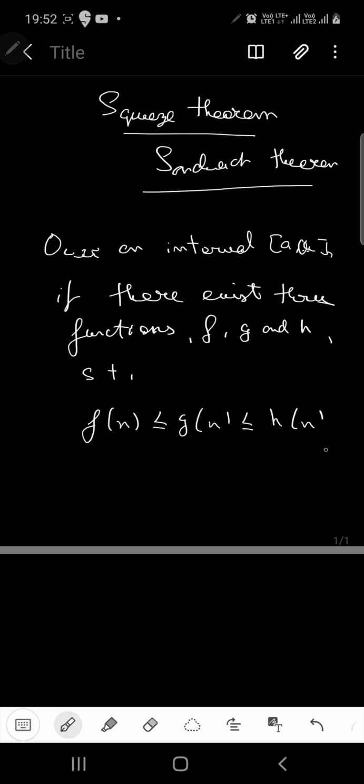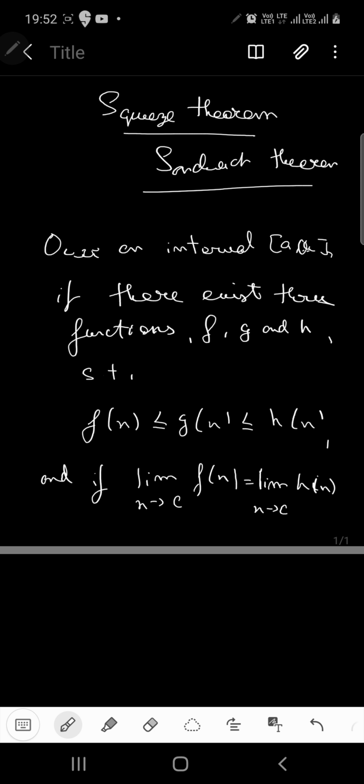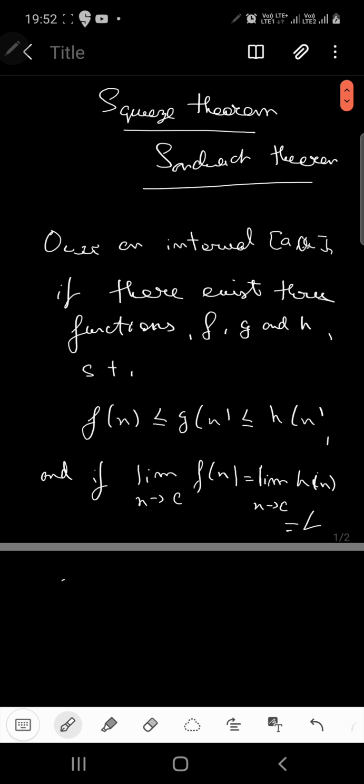Okay, and if limit x tends to c f(x) equal to limit x tends to c h(x) is equal to L, then limit x tends to c g(x) will also be equal to L.